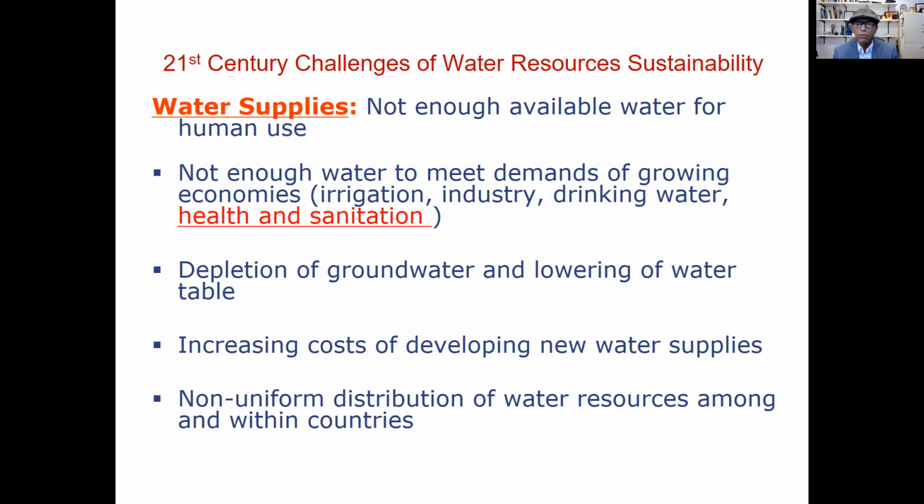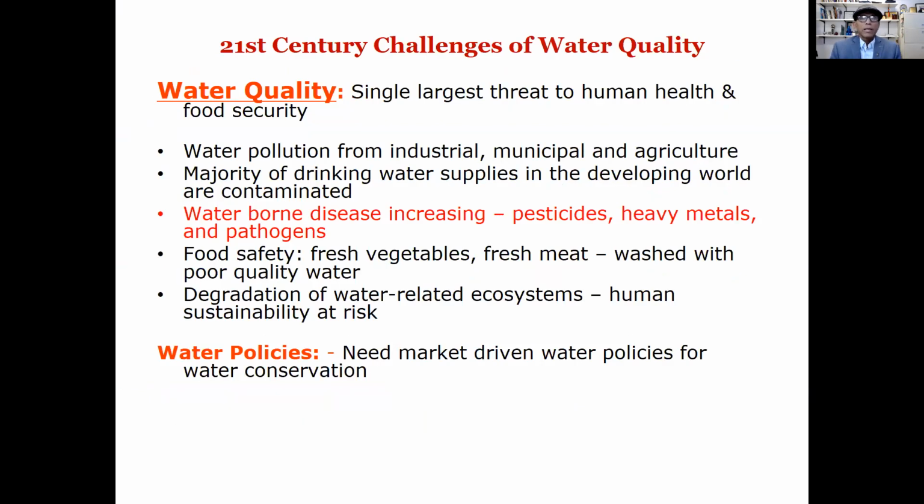There is the increasing cost of developing new water supplies, as well as the non-uniform distribution of water resources among and within countries. Water quality may be said to be the single largest threat to human health and food security today. We have a lot of water pollution from industrial, municipal, and agricultural sources. Both point source and non-point source pollution are dominating many parts of the world, and environmental degradation is happening significantly. The majority of drinking water supplies in the developing world are contaminated.